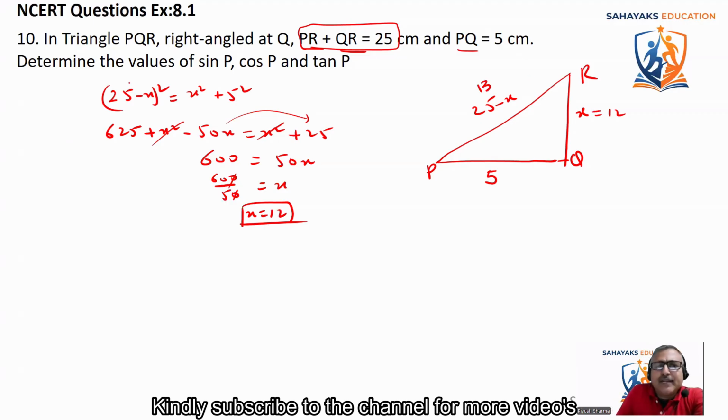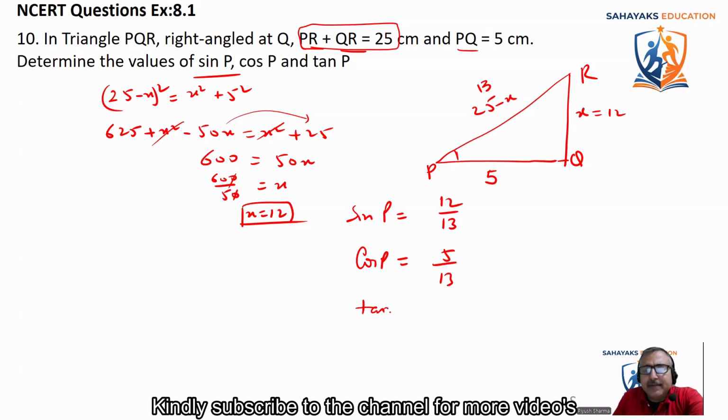Okay. Now we have to find the value of sine P. When we consider sine P, with P as the angle, the perpendicular is 12 divided by hypotenuse 13. And you have to find cos P. Cos P will be 5 divided by 13. Then we have to find tan P. That is 12 divided by 5.